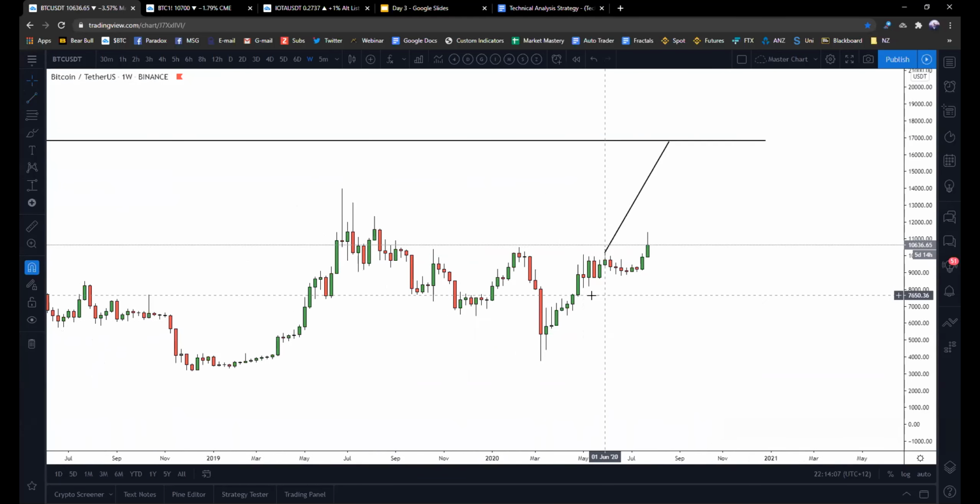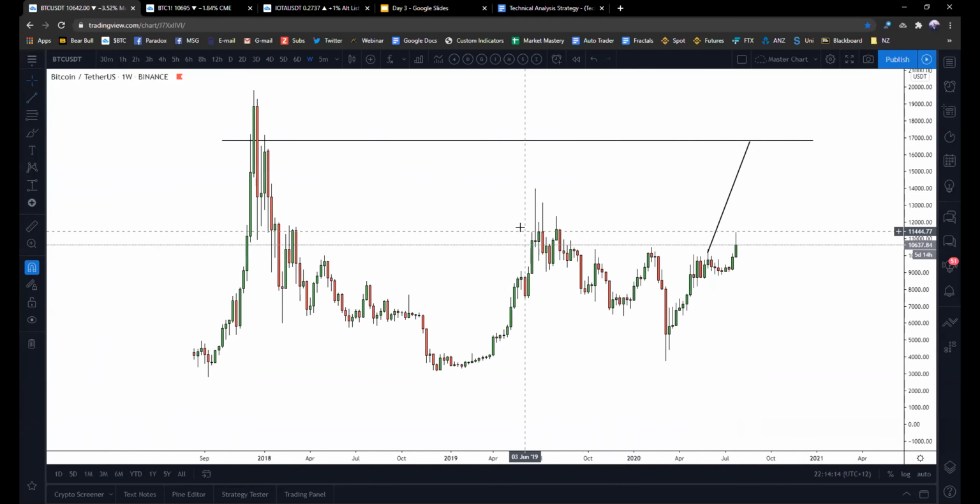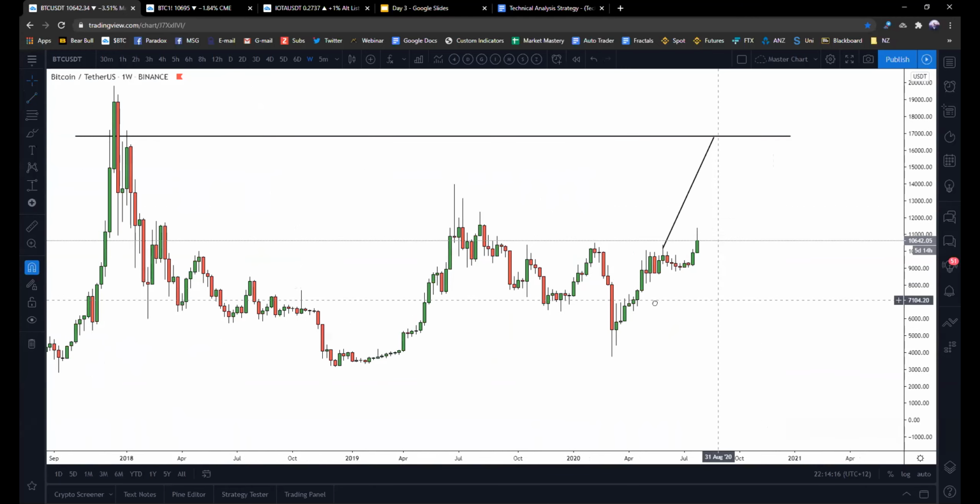You'll see these on, I'm pretty sure it was the SPX in 2016. I think they had this pattern twice. Pretty interesting one.